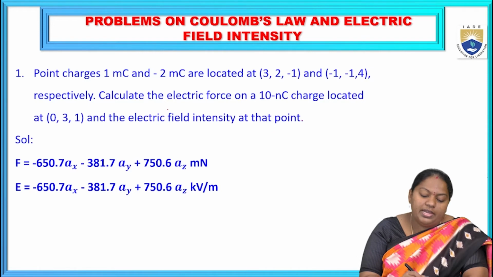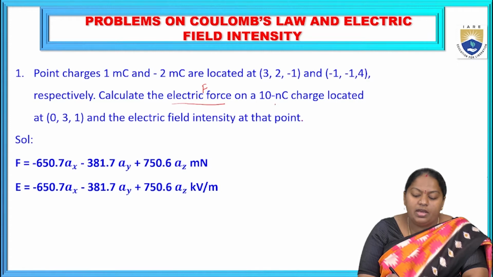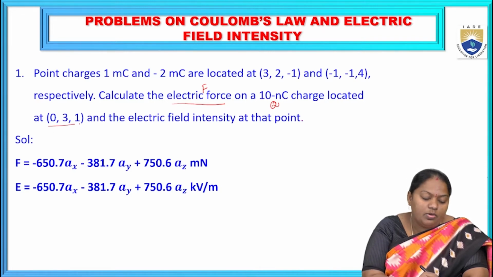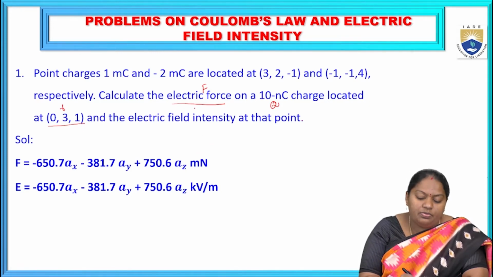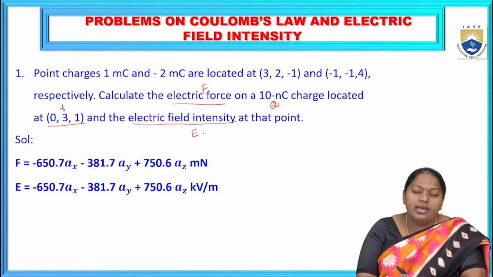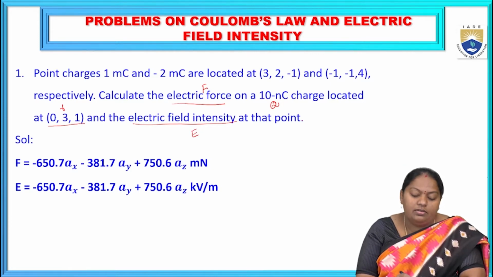First of all, we need to calculate the electric force, the F value, on a 10 nanocoulomb charge. The charge which exerts is denoted with Q, and it is located at the particular point (0, 3, 1), given as R. Along with the electric force, we need to find the electric field intensity also, which is given by the notation E. So from the given data, we are going to evaluate two quantities: electric force, represented with F, and electric field intensity, E.